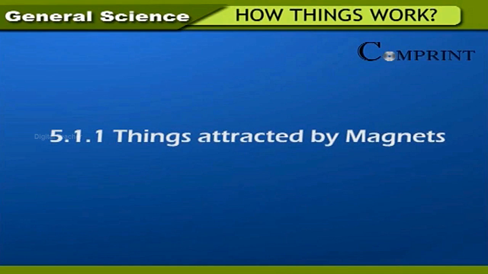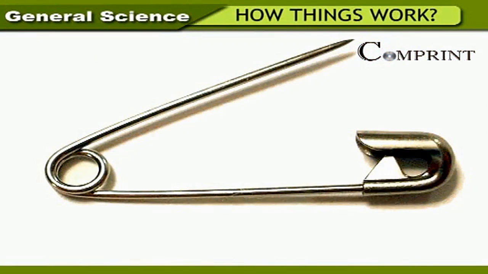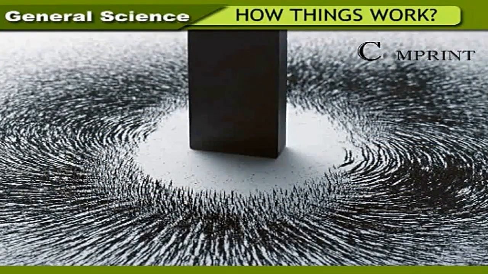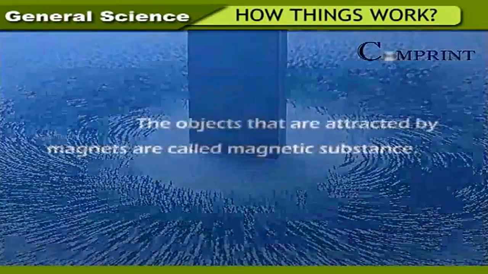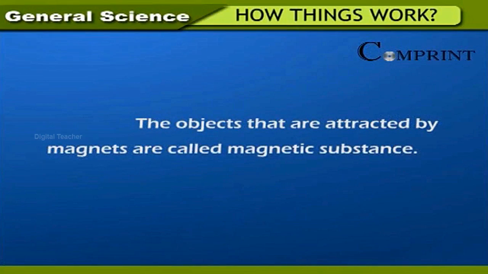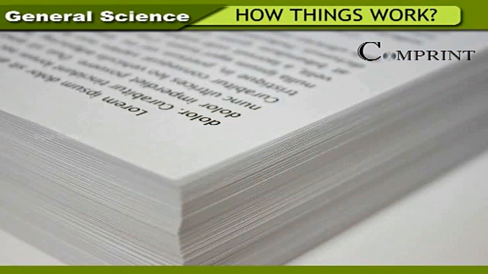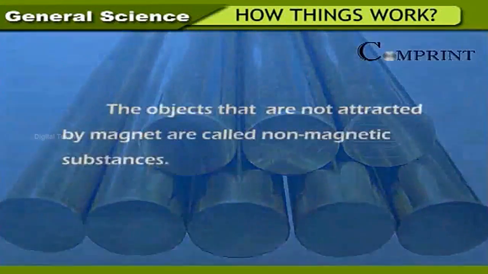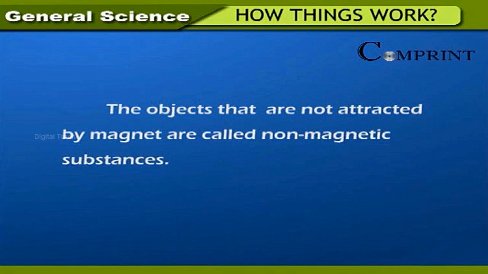Things attracted by magnets. Objects like safety pin, alpin, iron nail are attracted by magnet. This property of magnets is known as attractive property. The objects that are attracted by magnets are called magnetic substances. Objects like paper, wood are not attracted by magnets. Objects made of brass and aluminium are also not attracted by magnet. The objects that are not attracted by magnet are called non-magnetic substances.